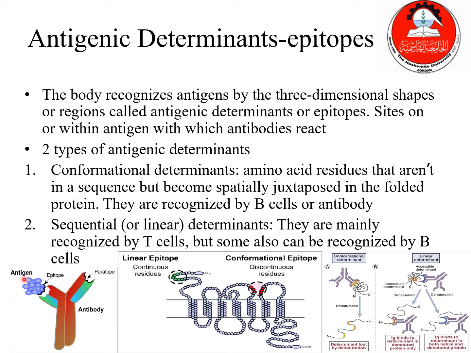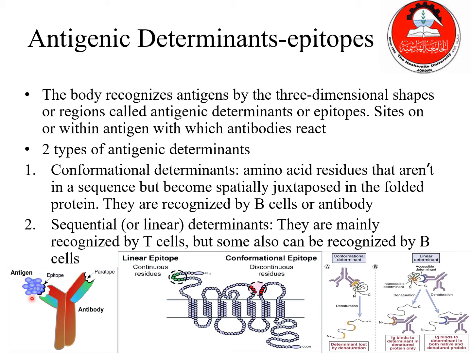Let's look at this molecule. This molecule is considered an antigen. This part of the molecule is considered an epitope. So it's the region of the molecule that interacts with the antigen binding region of the antibody, which is called the paratope. So this is the epitope, and this region is called the paratope.